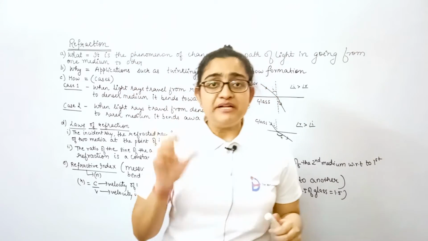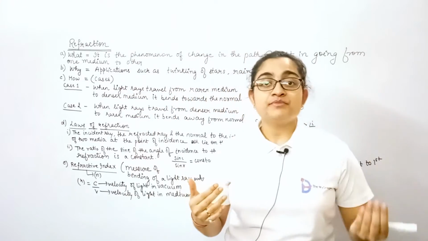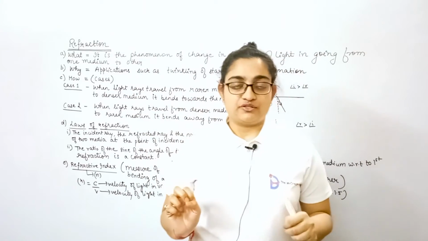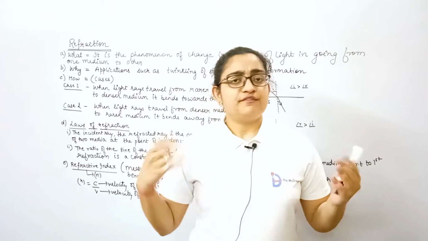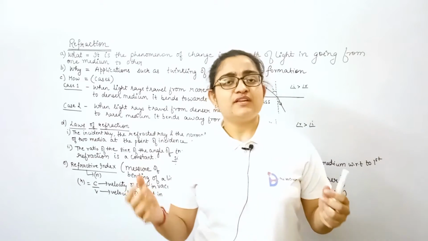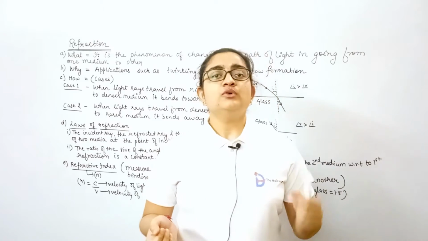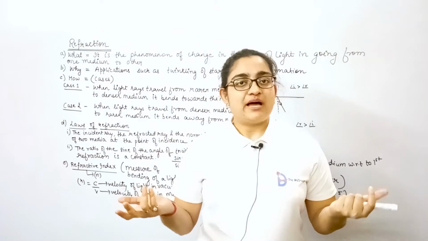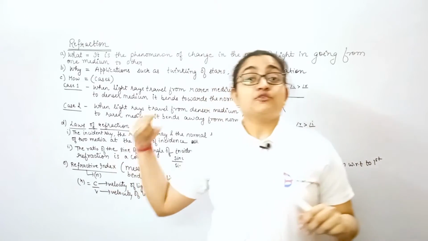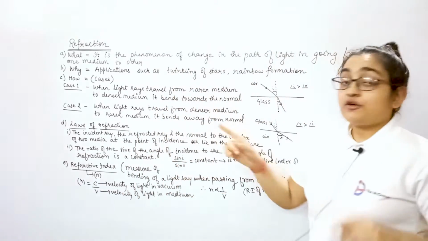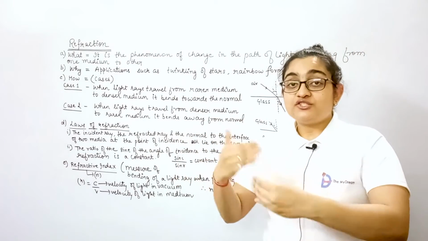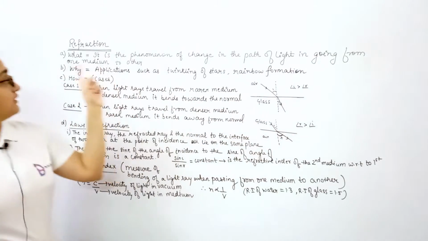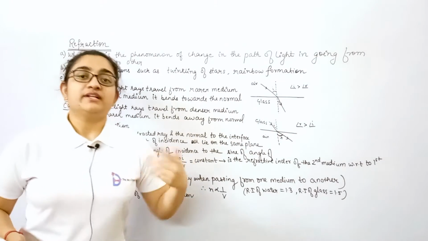So, the concept of different mediums is emphasized in the concept of refraction. In case of reflection, the reflection was happening in the same medium, so we were not giving any emphasis or importance to the concept of medium over there. But in case of refraction, it is the phenomenon of change in path of light. Why is there a change in path of light? Because it is traveling from one medium to another medium.